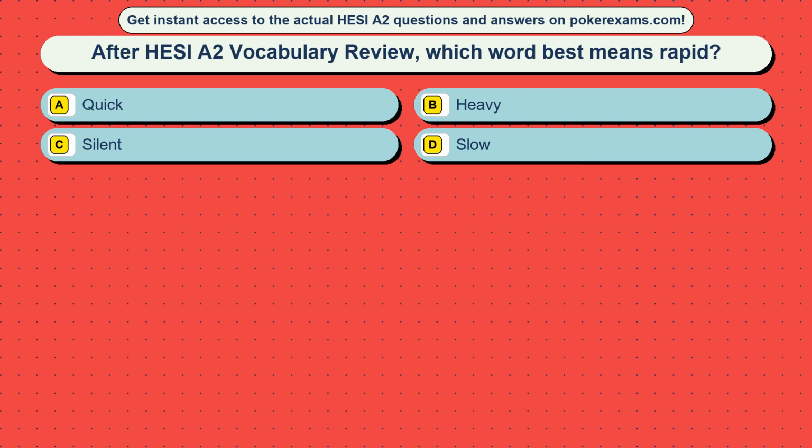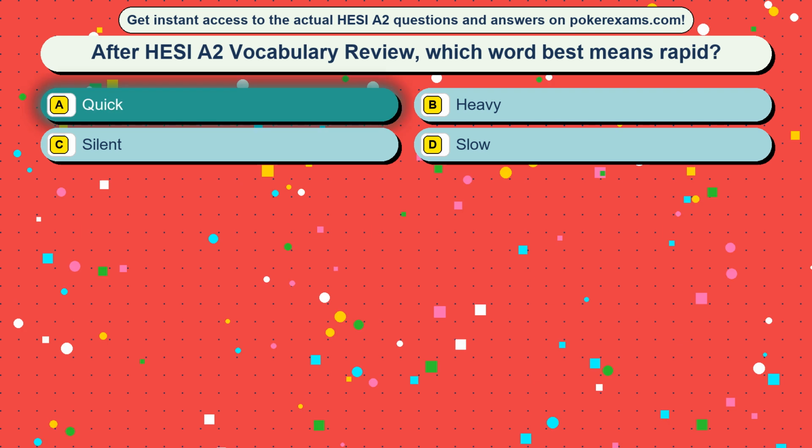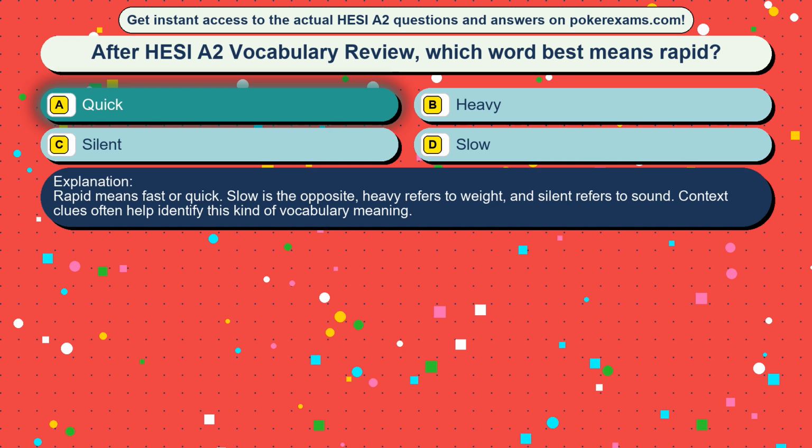Question 26. After HESI A2 vocabulary review, which word best means rapid? Option A, quick. Option B, heavy. Option C, silent. Option D, slow. The correct answer is option A, quick. Rapid means fast or quick. Slow is the opposite, heavy refers to weight, and silent refers to sound. Context clues often help identify this kind of vocabulary meaning.